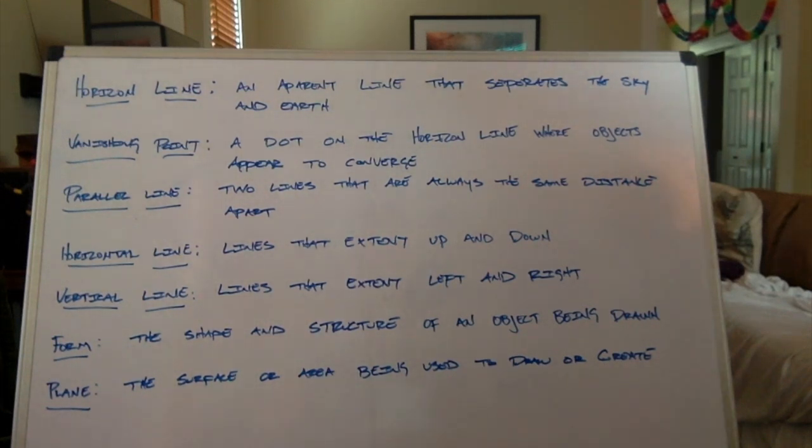A horizontal line is a line that extends up and down, top to bottom. So a vertical line is the opposite of that. A vertical line is a line that extends to the left and to the right. So one goes up and down, and one goes side to side.